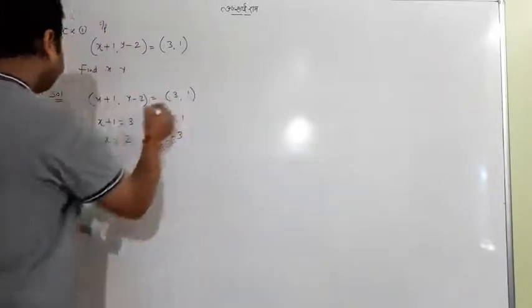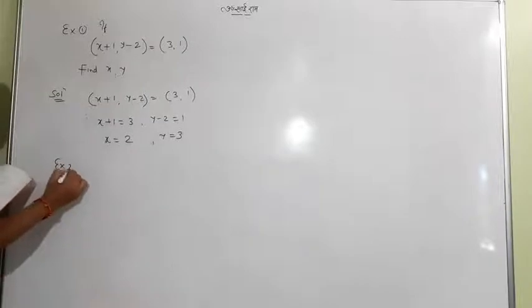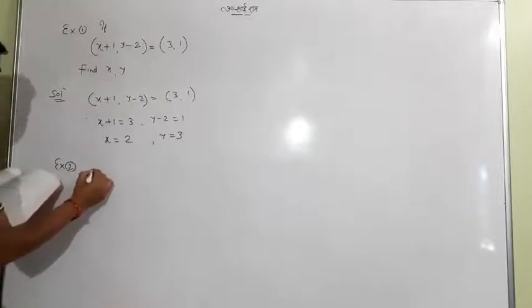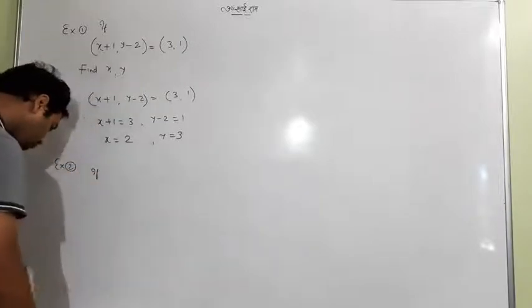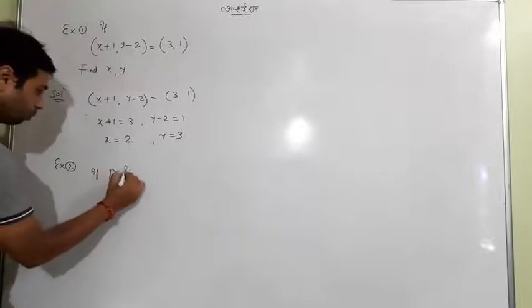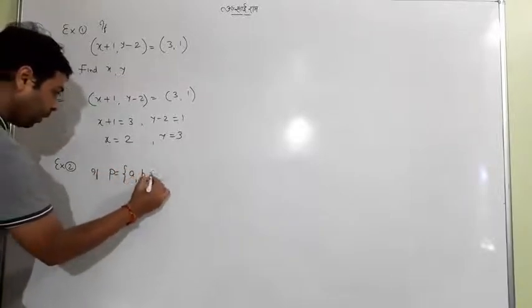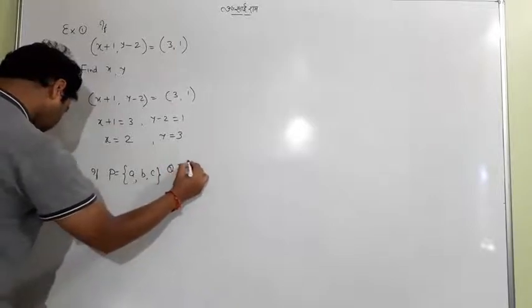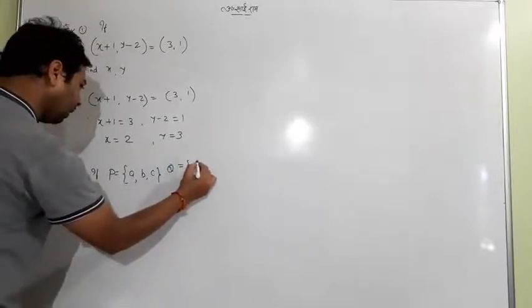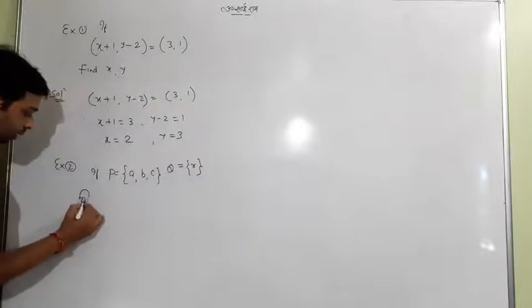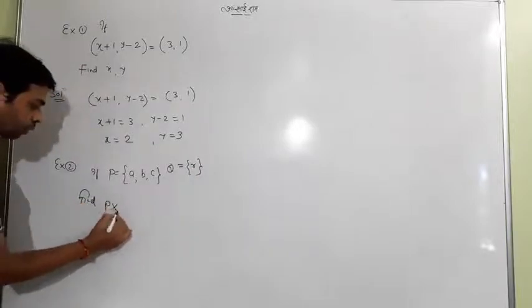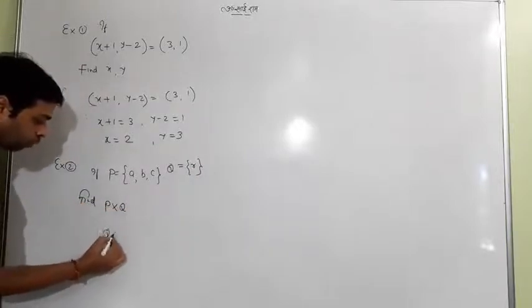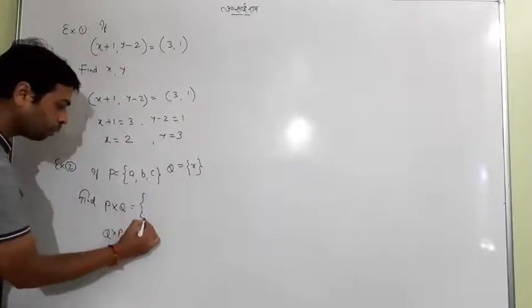Example number 2. What does the example say? If P is equal to A, B and C, and suppose Q is equal to only a single element R, find P cross Q and find Q cross P. Very simple. What is P cross Q?